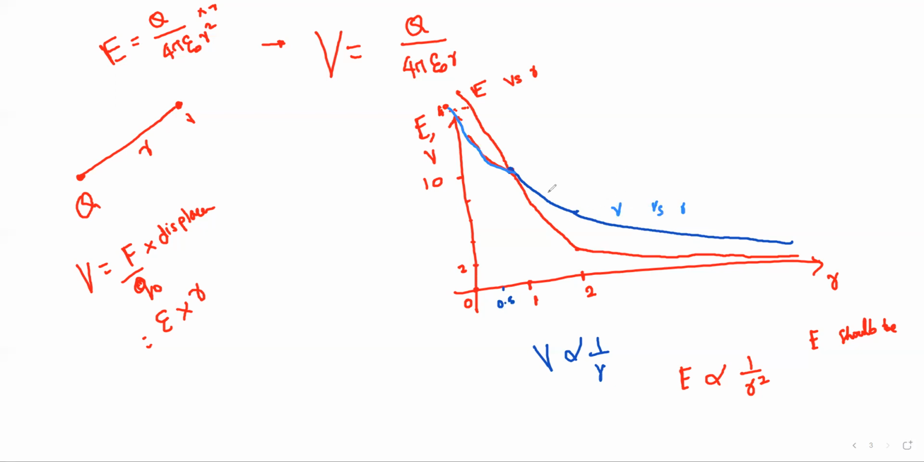You should have a clear understanding of the graph between E and R. Both are behaving in the same manner, because when R is equal to 0, both are infinity, and when R is equal to infinity, both are 0. That's okay. But when R increases, E is decreasing at a faster rate compared to V. Is that clear? Any doubts? Okay, make a note of this.